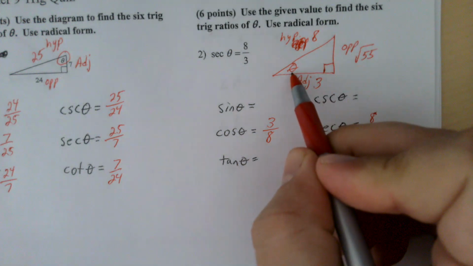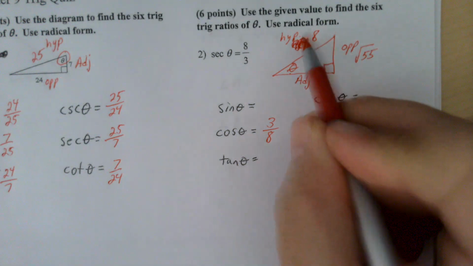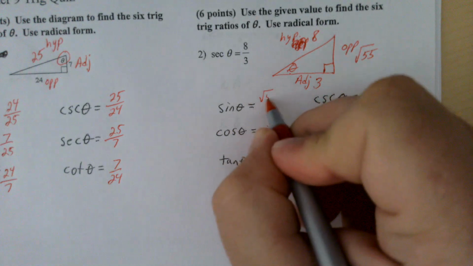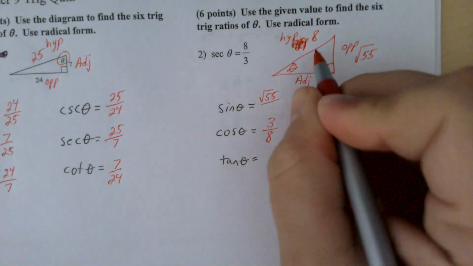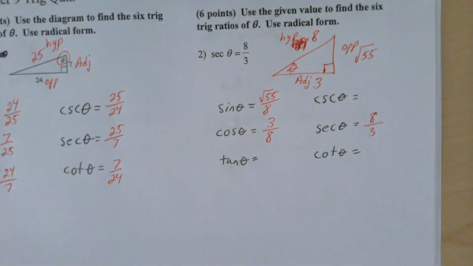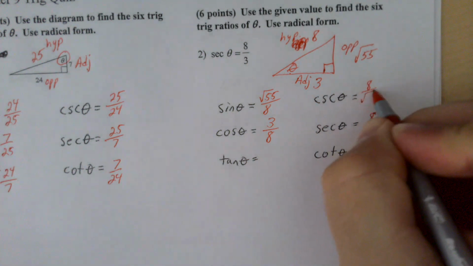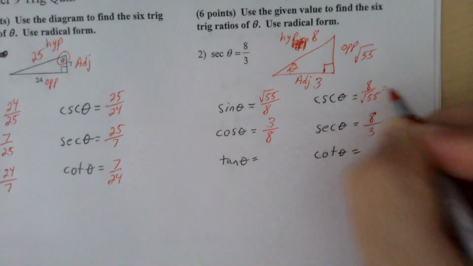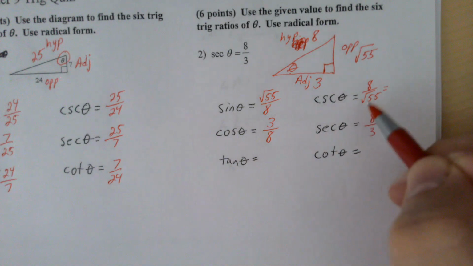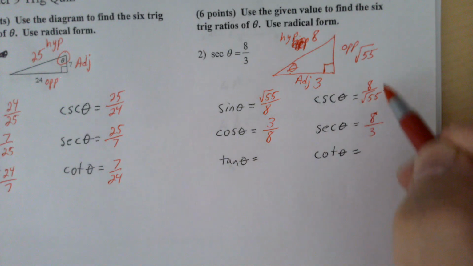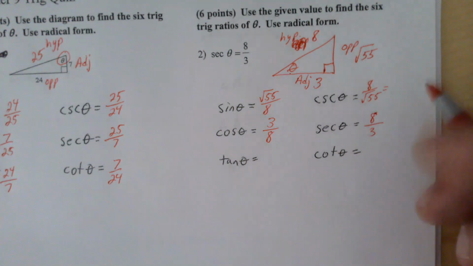So look at your theta, opposite over hypotenuse, root 55 over 8. Okay, flip it and you get another point. Now I will take the time to rationalize the denominator. I would multiply both top and bottom by root 55.